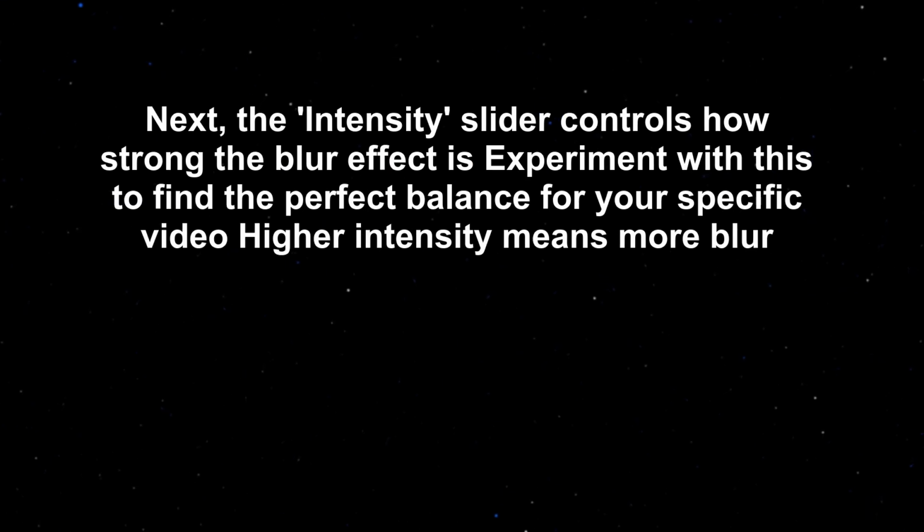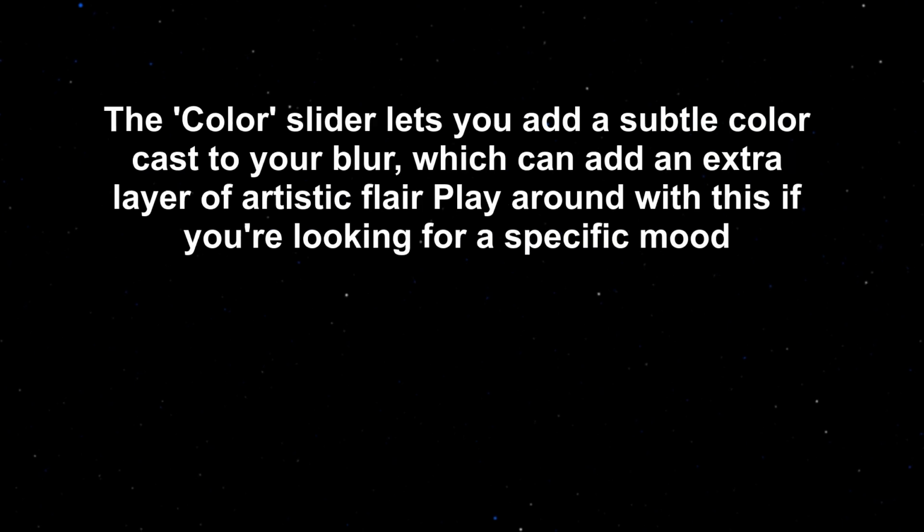Next, the intensity slider controls how strong the blur effect is. Experiment with this to find the perfect balance for your specific video. Higher intensity means more blur. The color slider lets you add a subtle color cast to your blur, which can add an extra layer of artistic flair. Play around with this if you're looking for a specific mood.